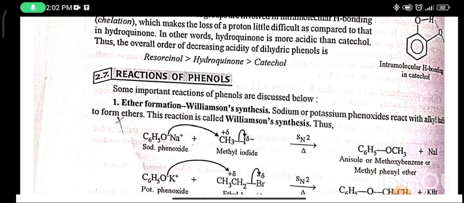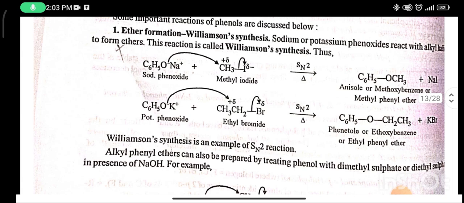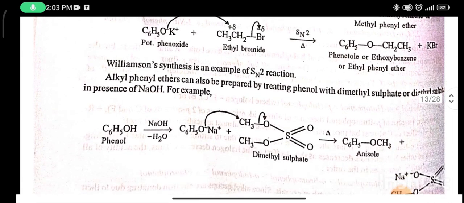Reactions of phenol. Some of the important reactions of phenol: ether formation, Williamson synthesis reaction. Sodium or potassium phenoxides react with alkyl halides to form ethers. This reaction is called Williamson synthesis. Thus, Williamson synthesis is an SN2 reaction.